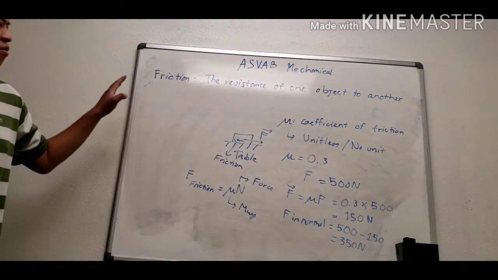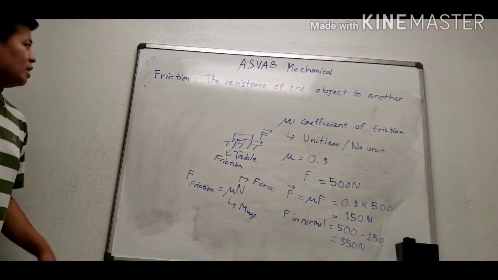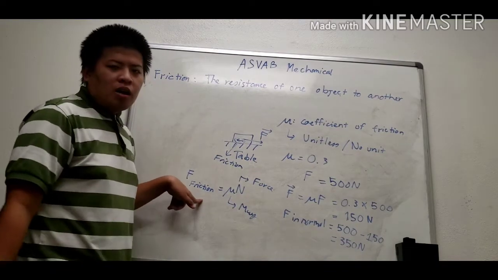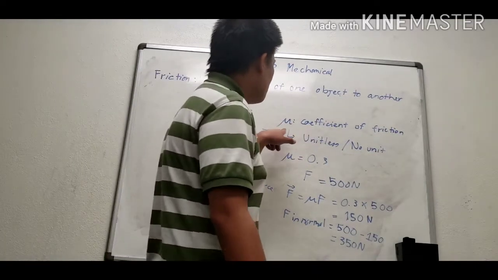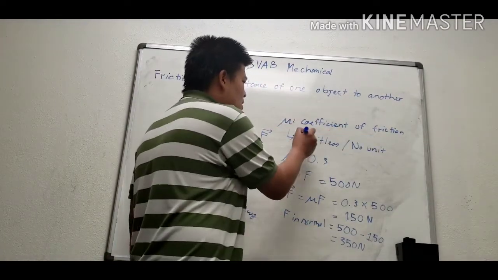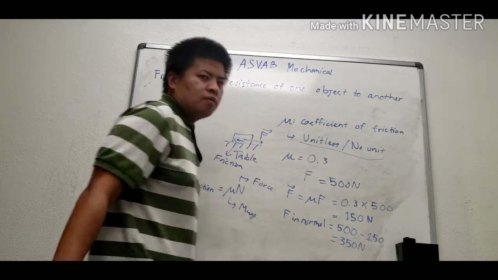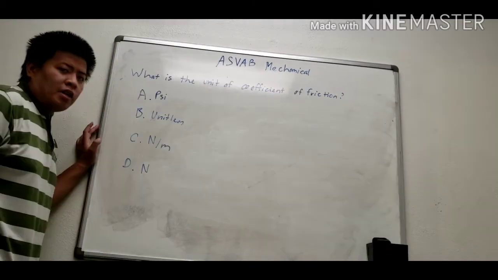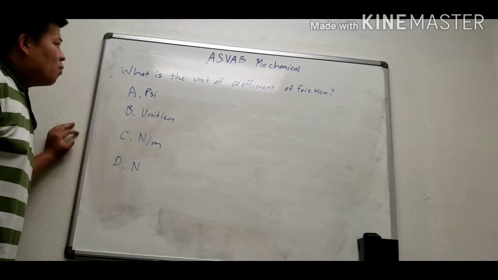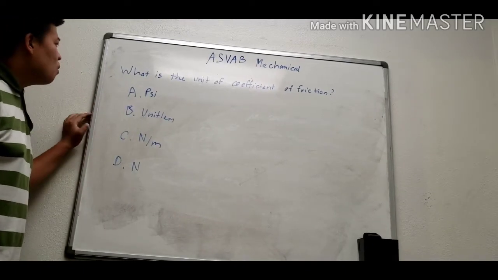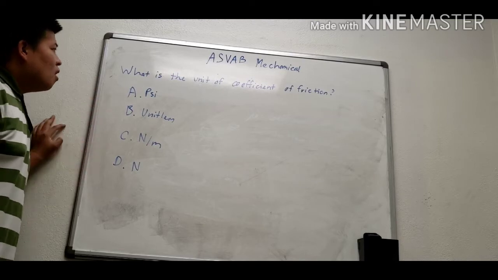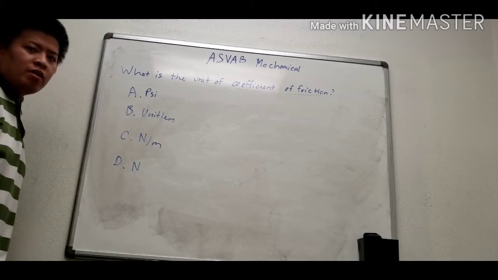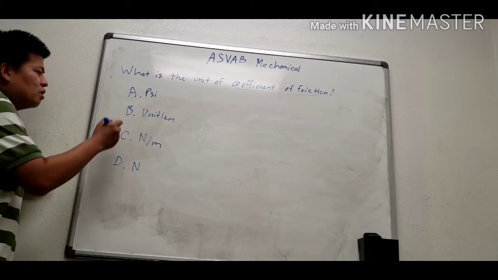So that's why we need to remember all this information. First, the definition of friction, the formula of friction, and the coefficient of friction, which doesn't have a unit. And they ask, what is the unit of the coefficient of friction? We have A, B, C, D. We know that the coefficient of friction doesn't have a unit. So the answer for this question is B.